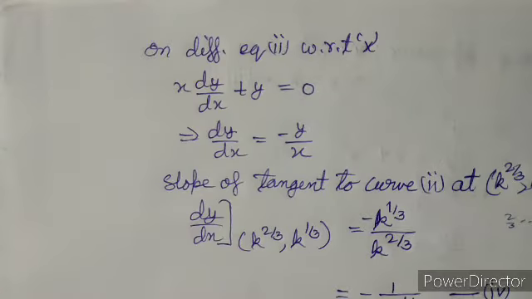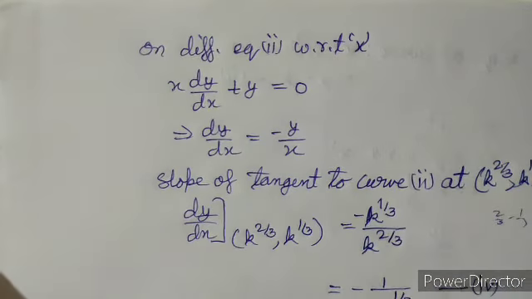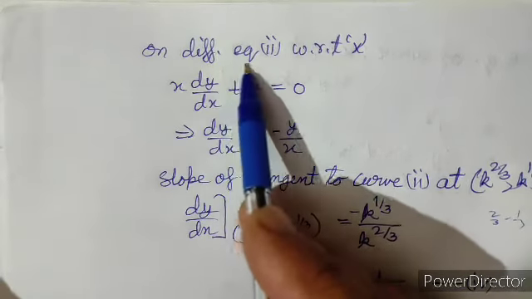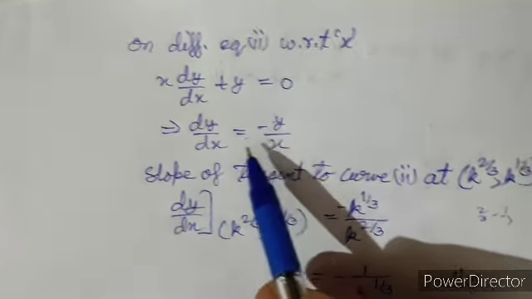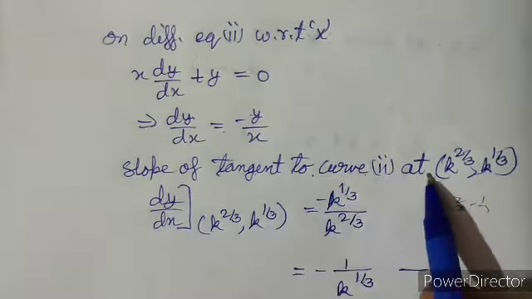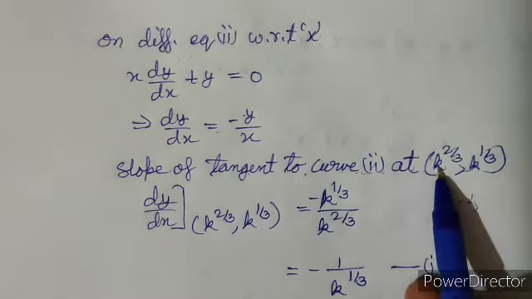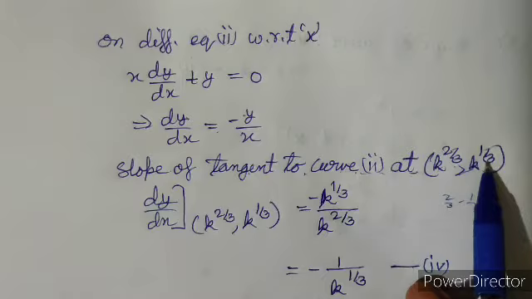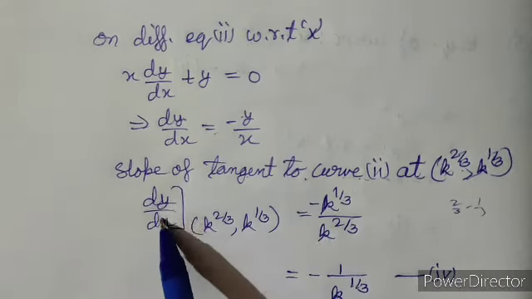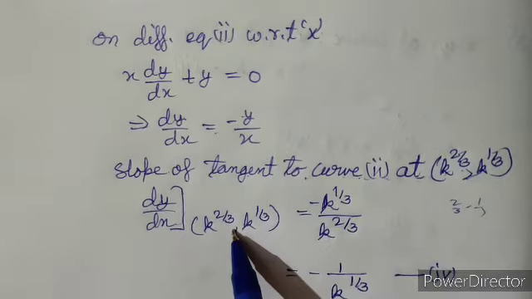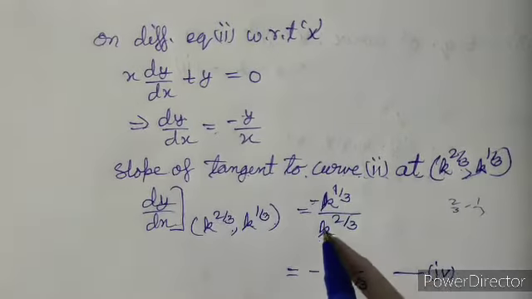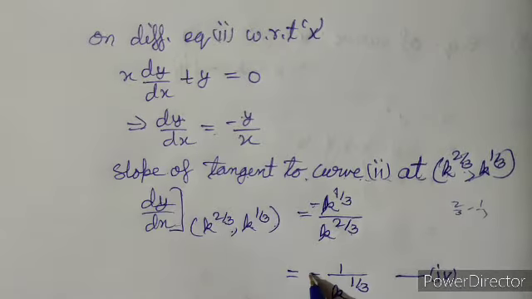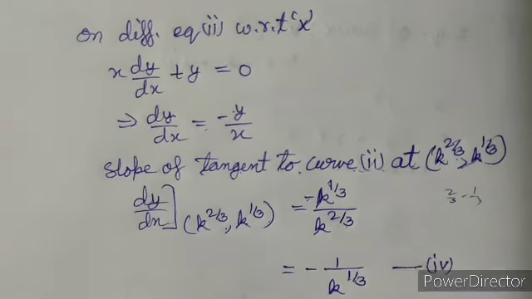Now similarly, we will find the slope of the tangent to the second curve at the point of contact. Now on differentiating equation second with respect to x, we are getting dy by dx equal to minus y by x. So slope of the tangent to the second curve at the point (k raised to power 2 by 3, k raised to power 1 by 3) will be given by dy by dx at that point, and that will be equal to minus k raised to power 1 by 3 upon k raised to power 2 by 3, and that will be equal to minus 1 upon k raised to power 1 by 3.